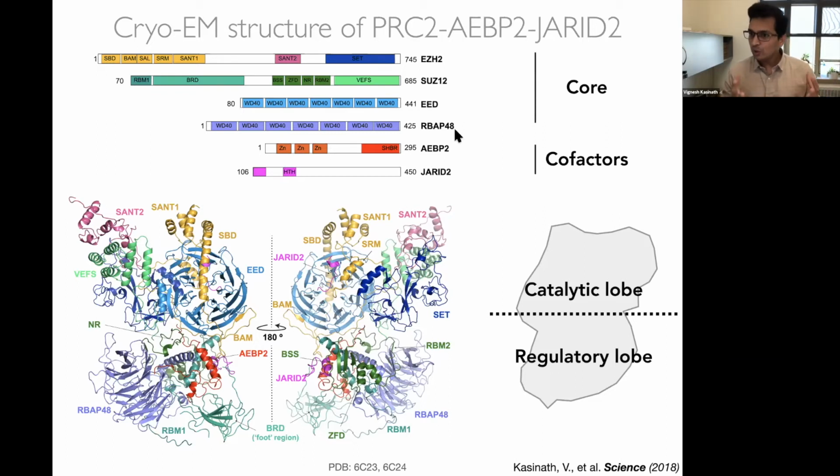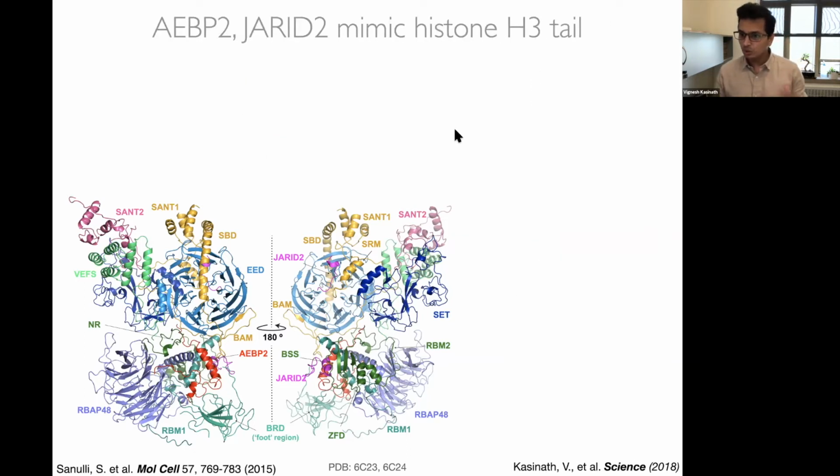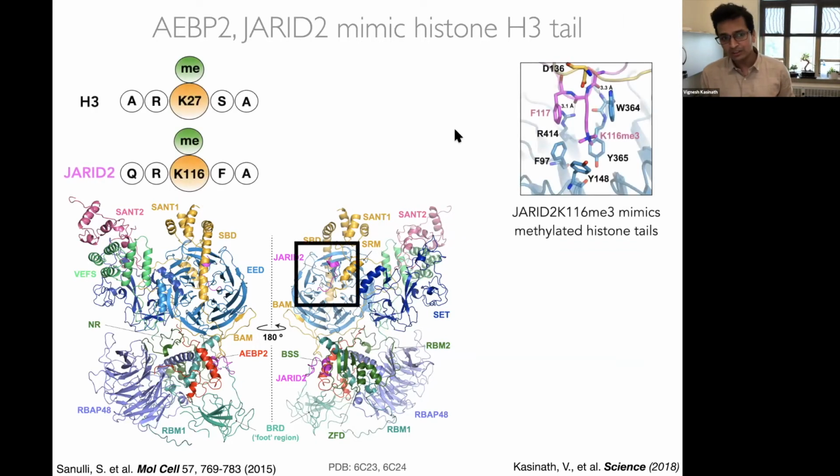But specifically, how do these cofactors regulate the activity of PRC2? What we found was that both cofactors, surprisingly, mimic histone tails in their interaction with PRC2. JARED2, for example, mimics the product of PRC2, which is H3K27 trimethylation, and it also interacts in the same region where H3K27 trimethylation is found to interact with PRC2.